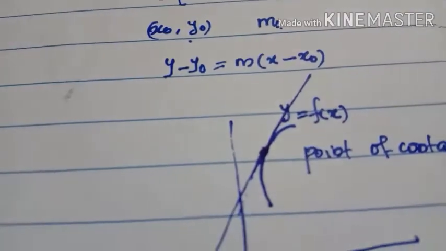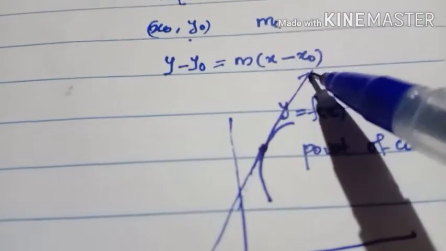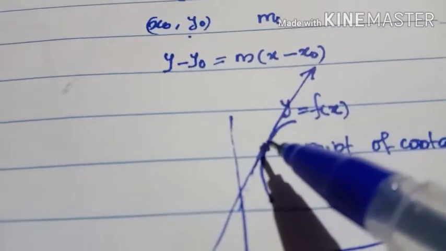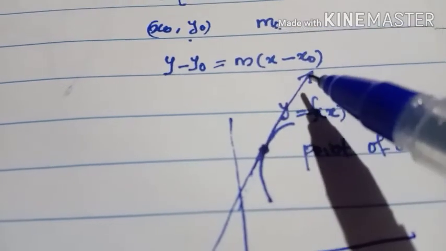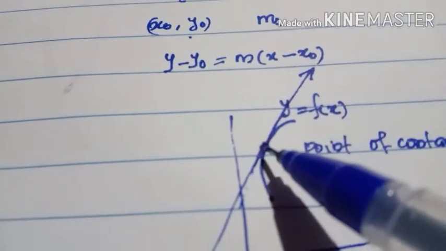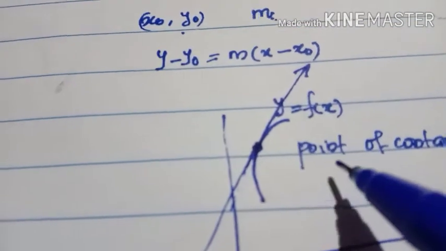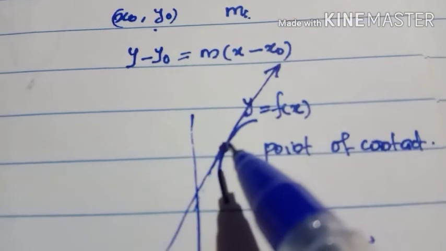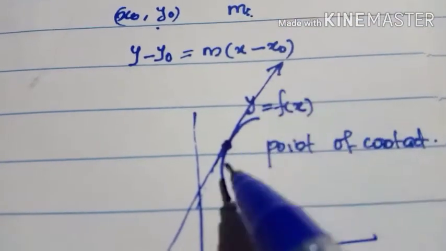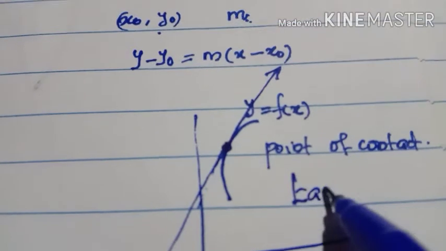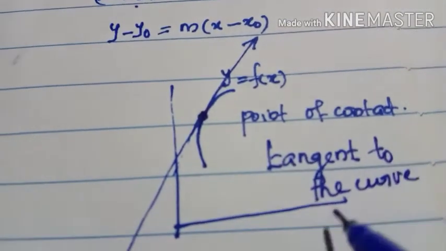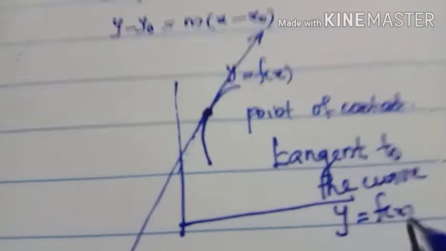So this is the line passing through this point, and this line touches the curve at this point. This is the one and only one point where the line touches the curve, and therefore this point is called the point of contact. This is the line that we also learned in earlier classes. This line is called tangent. So this line is tangent to the curve y equal to f of x.